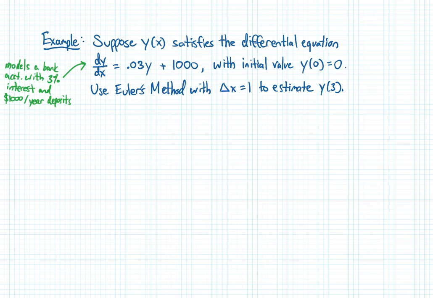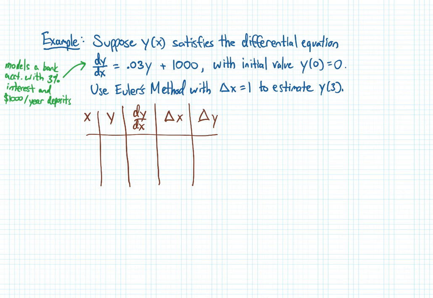Whereas with Euler's method, we turn it into a discrete process where at the end of every year, you make the deposit and then you earn interest. And then you go to the next year, make the deposit, earn interest. So when we do Euler's method, we're using that discrete process to approximate the continuous process. So anyway, here's how it works.